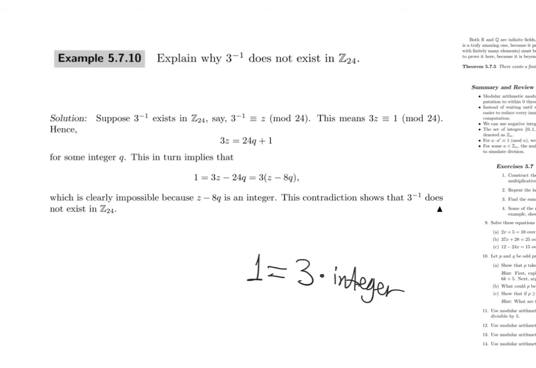It's impossible. And that's where the contradiction comes from, which tells us that 3 inverse does not exist in Z mod 24. It will exist for other moduli. Moduli is the plural of modulus. Modulus is that number that we're modding by. But it won't exist for 24.